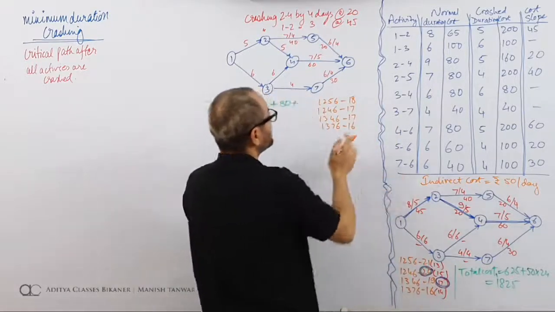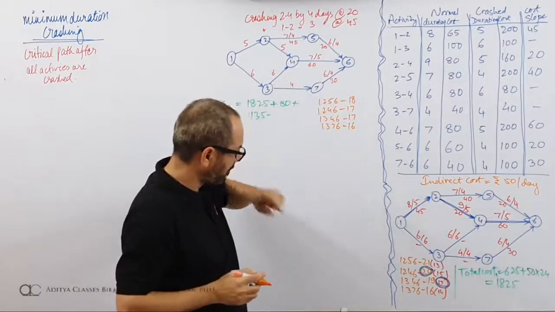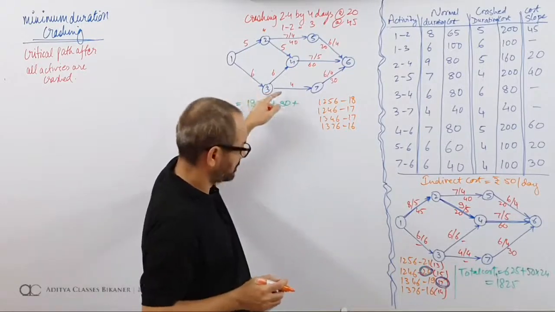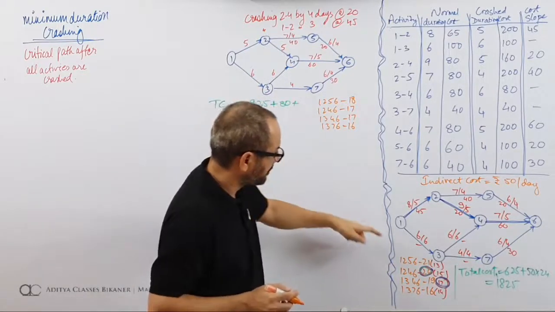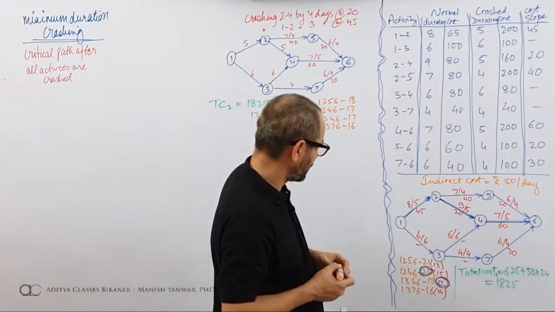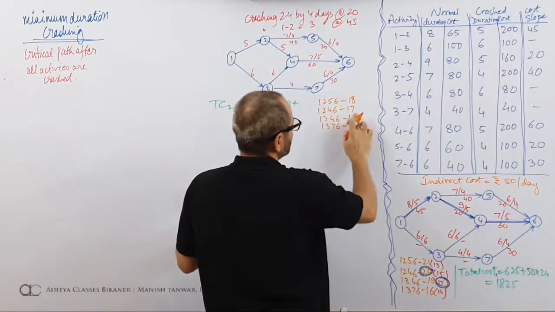This 19 has come down to 17. The reason is that this was a common path. 1, 3, 4, 6. We had a 6, 6, 12, 12 and 7. 6 and 6, 12, 12 and 7, 19. Sorry, this is 19, still 19.